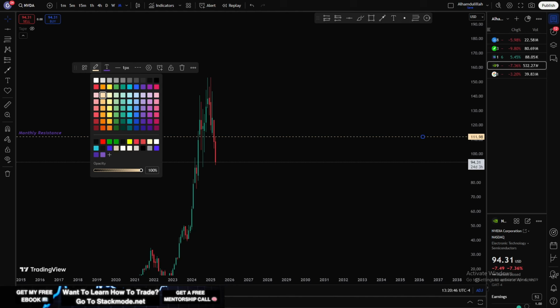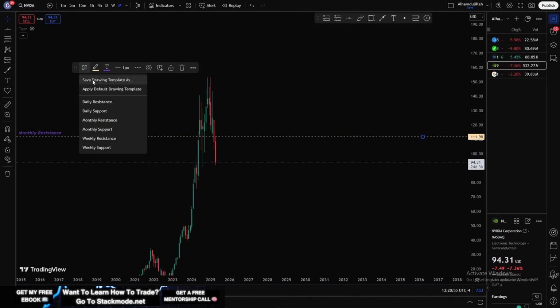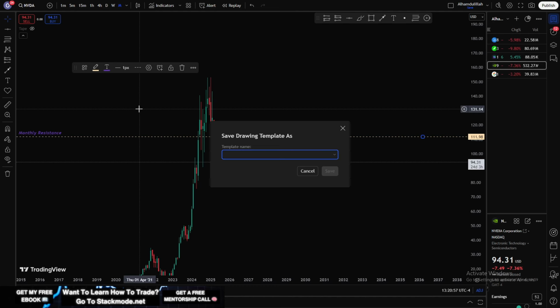So now that you've gone ahead and labeled that, what you can do from here is click on the little squares after you click on the line, click on templates, click on save drawing template as, and from here you can save your line.